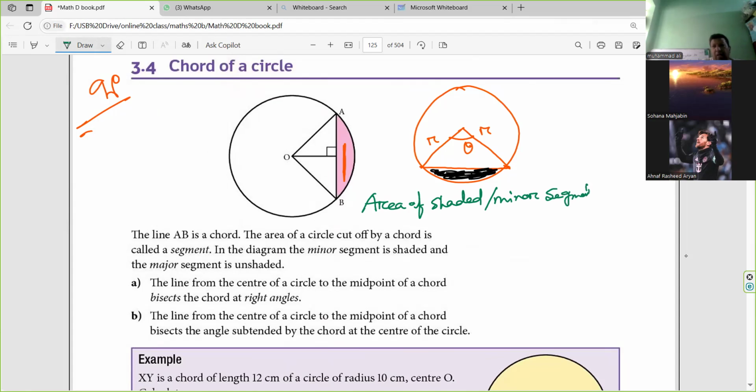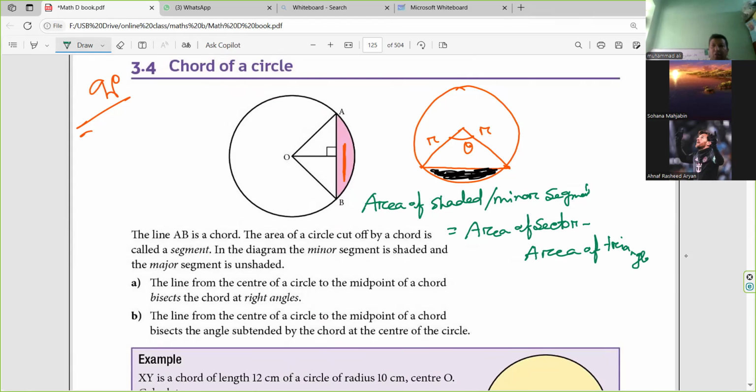How can you find it? So from the area of the sector, we have to subtract the area of the triangle. Very important formula. Area of triangle.